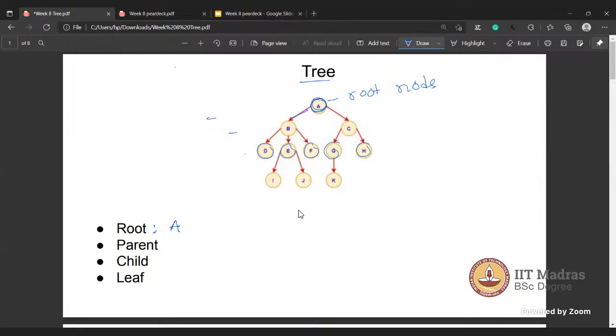Okay. Then child node. A node which is a descendant of a node, like D, E, and F are child nodes of B. G and H are child nodes of C. Then leaf node. A node which does not have any child node is called a leaf node, like I, J, and K. Everyone clear with root, parent, child, and leaf?